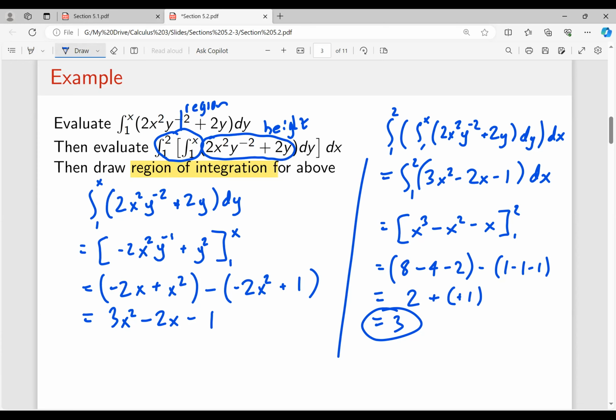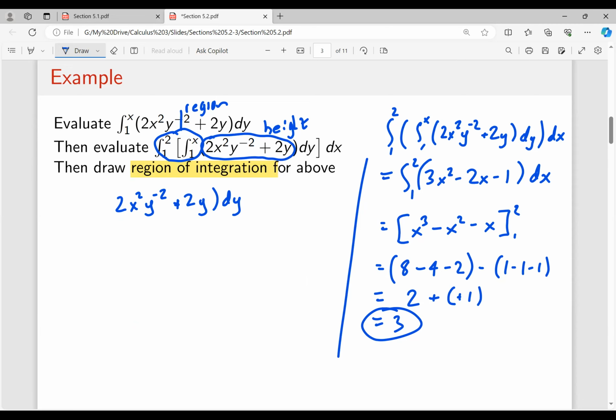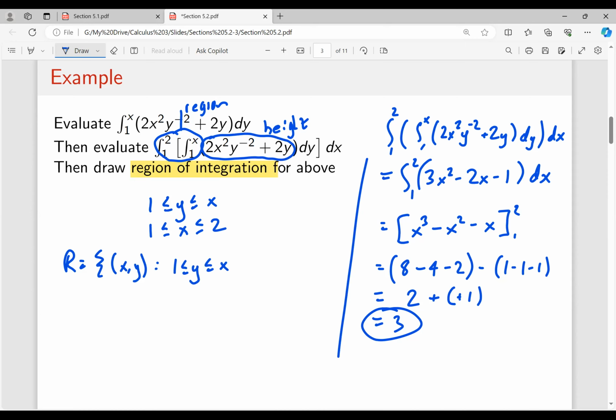I'm going to erase over here so I have room to really draw this. So when you talk about the region of integration, the 1 to x means that 1 is less than or equal to y less than or equal to x, and the 1 to 2 means 1 is less than or equal to x less than or equal to 2, because the 1 to 2 corresponds to the dx, the 1 to x corresponds to the dy. And so that means your region of integration is all the x and y's such that 1 is less than or equal to y less than or equal to x, and 1 is less than or equal to x less than or equal to 2.